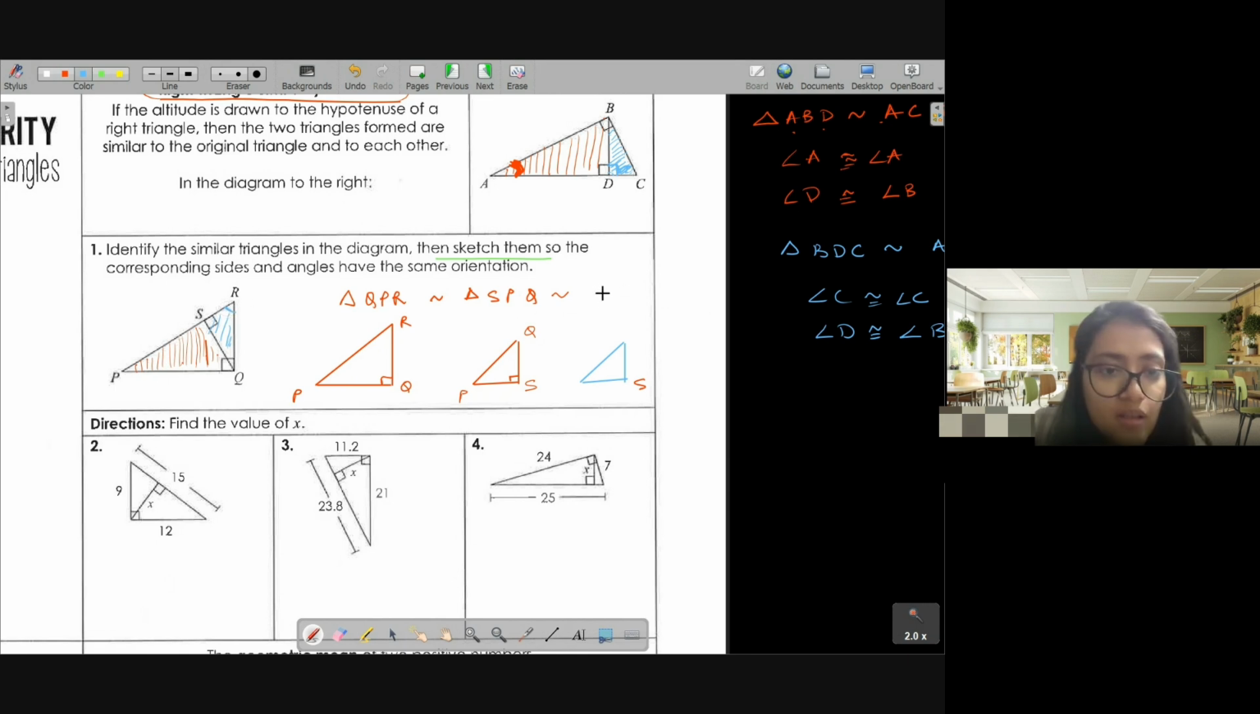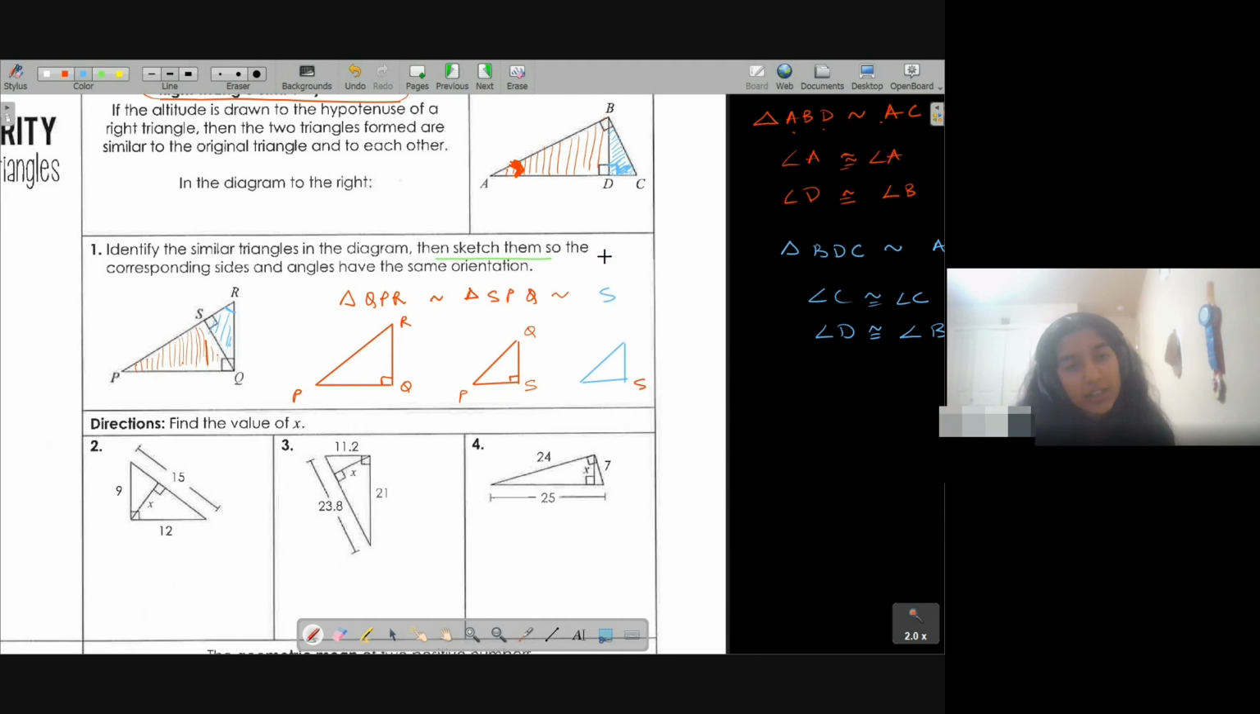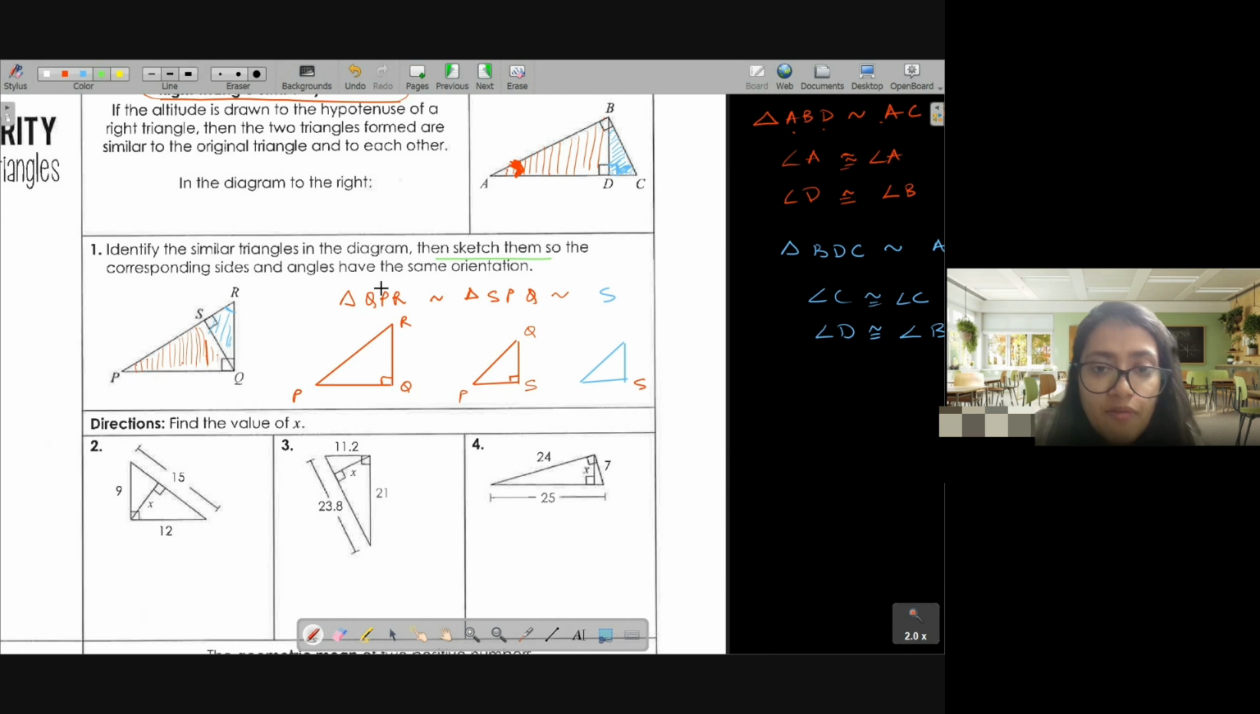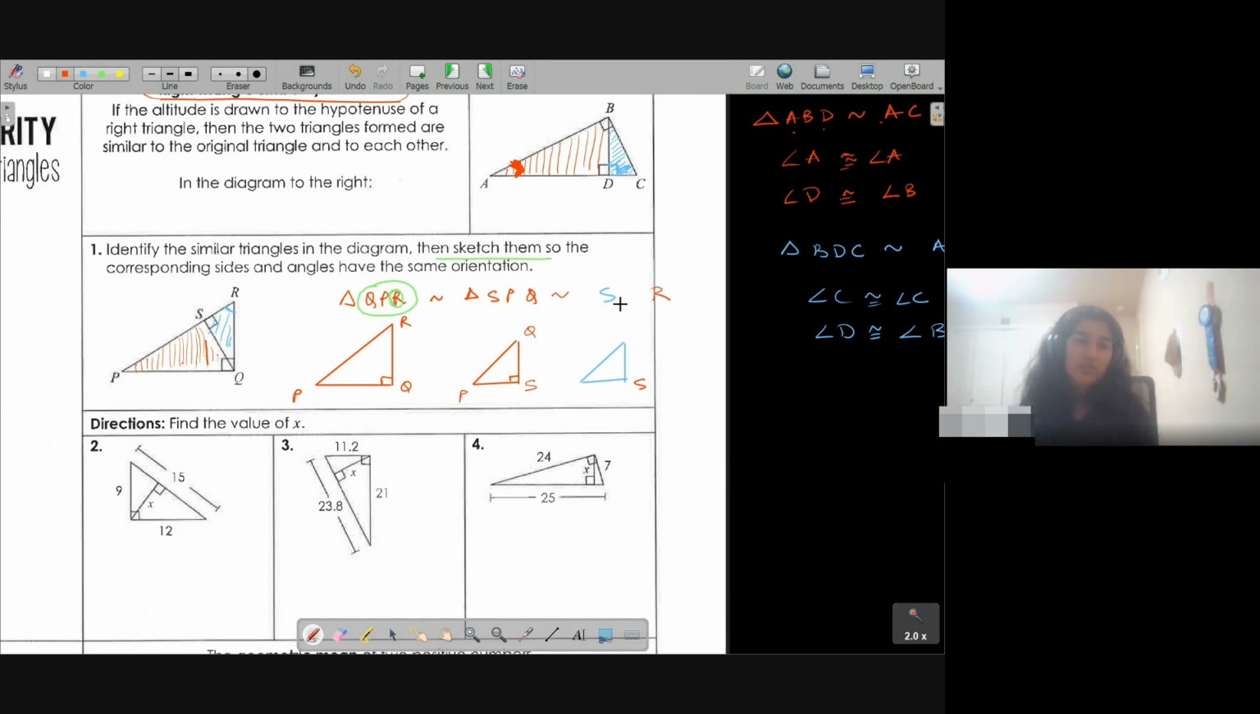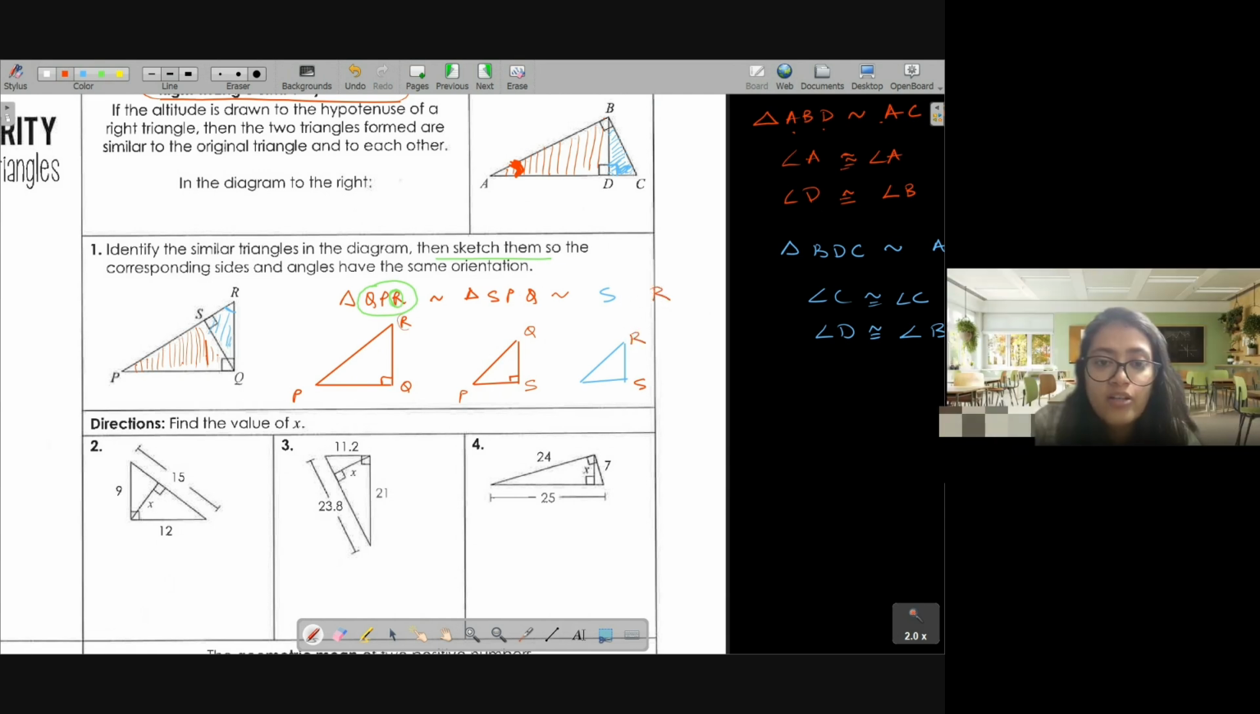If there's a common angle, would it be at the end? You have to check the order. You're comparing with triangle QPR, and the common angle is R. Since R is at the end in QPR, you write R at the end. Here R is on top, so R goes on top. Q is the point left, so Q goes here. So QPR is similar to SQR.